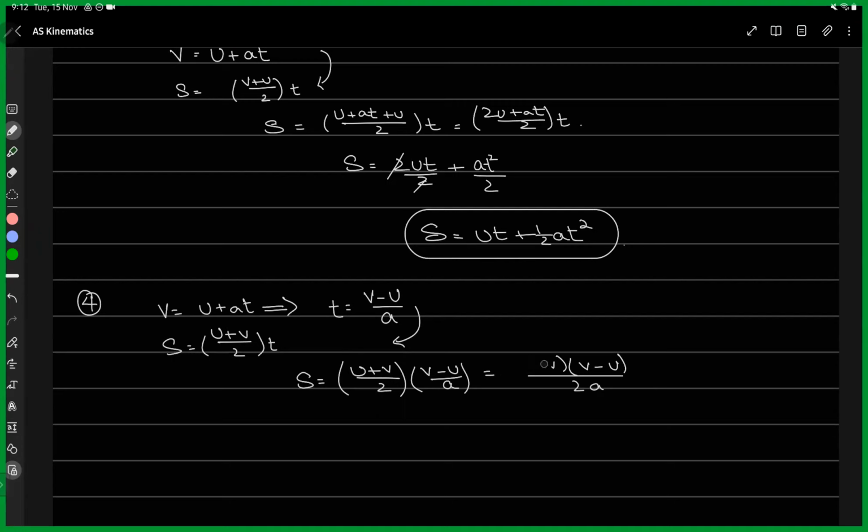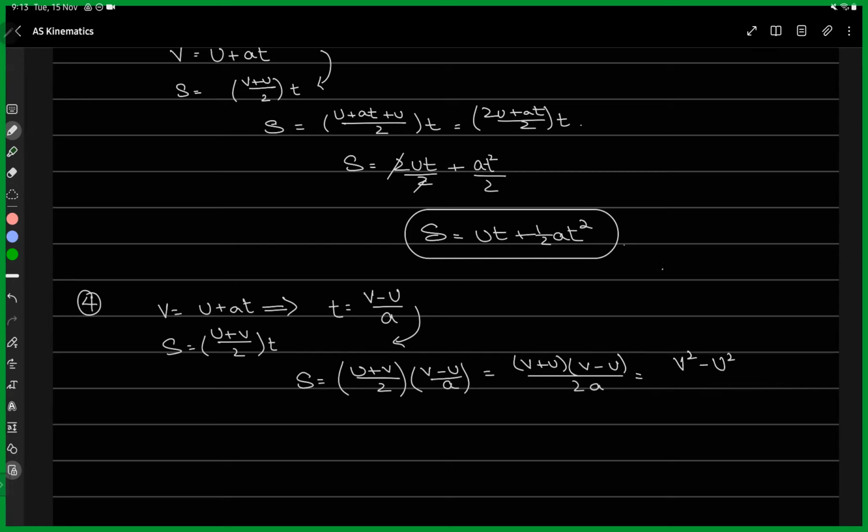You can write this as v plus u, so that the first variable is the same in both of these terms. And now this numerator, from mathematics, is just equal to the difference of the squares of both of these terms, v squared minus u squared.